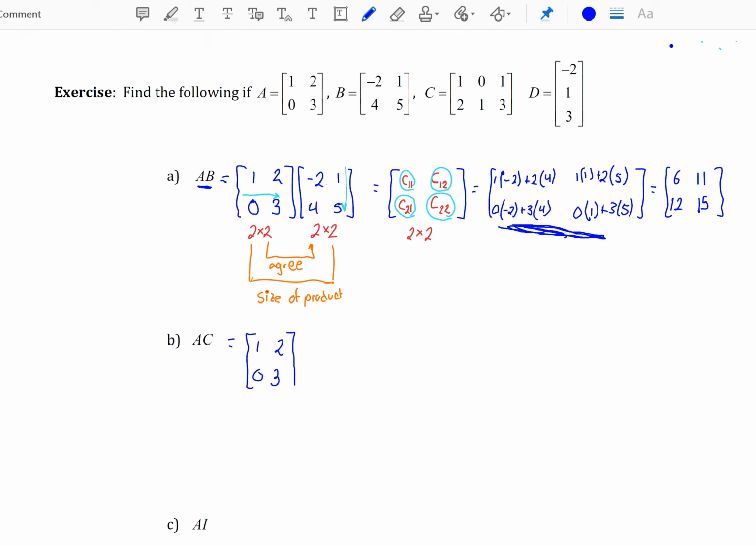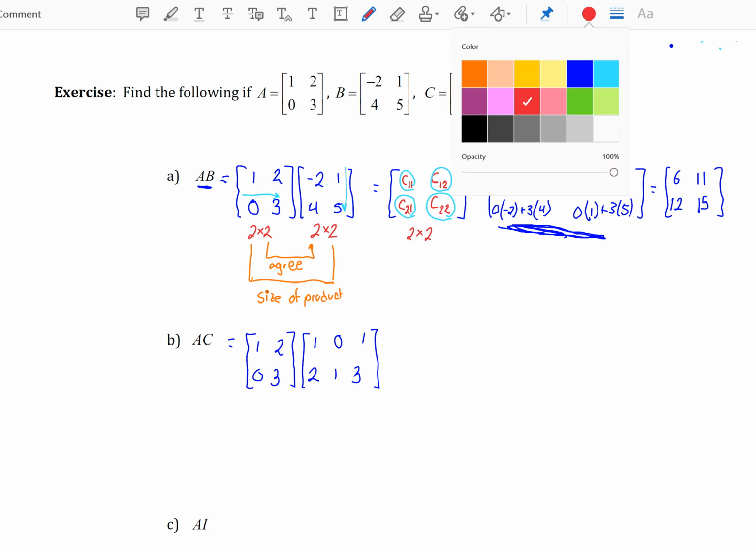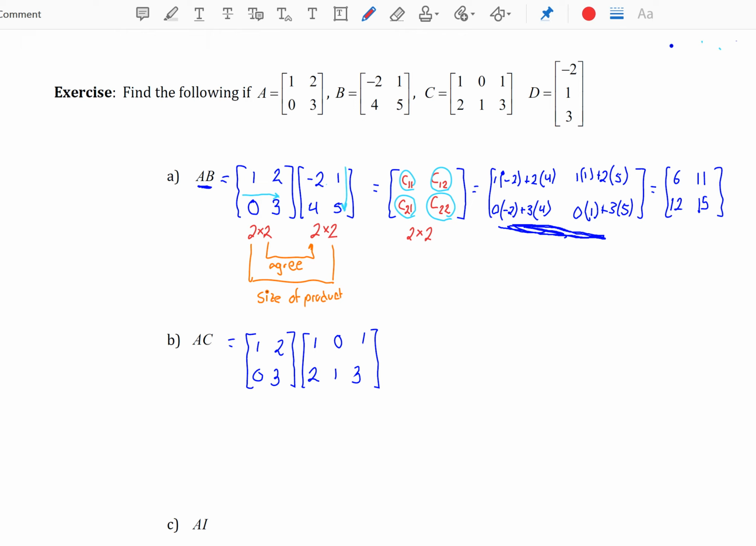So matrix A, matrix C. Now, the first thing I want to think about is, is this matrix multiplication defined? So here you're probably noticing A is a 2 by 2 matrix. C is a 2 by 3 matrix, 2 rows, 3 columns.